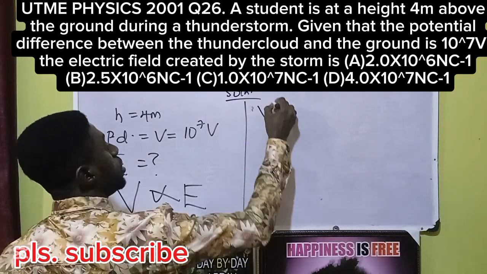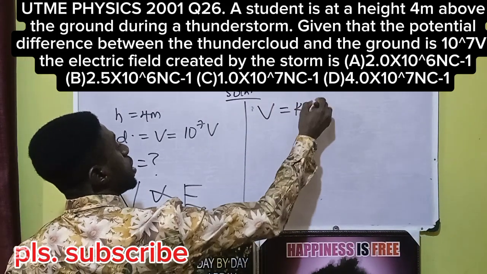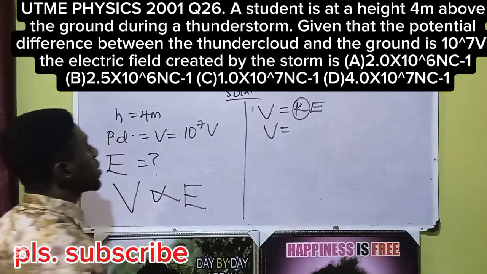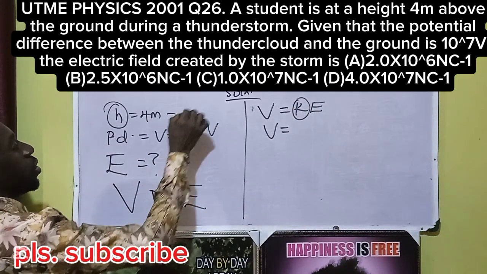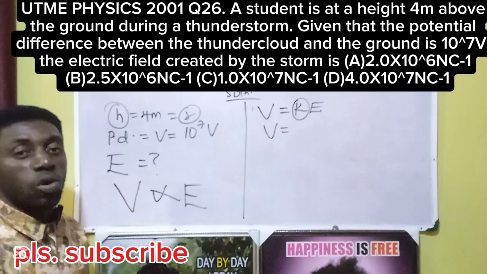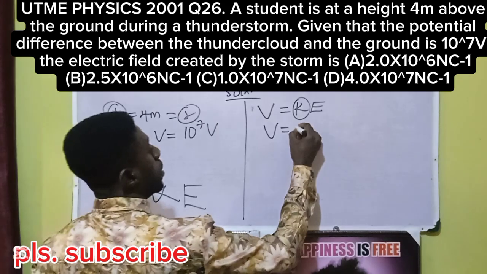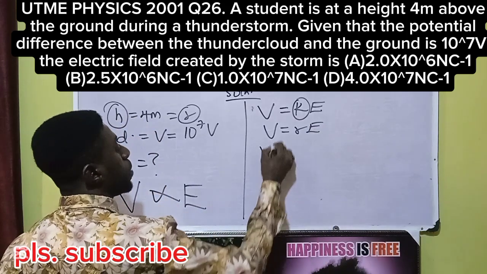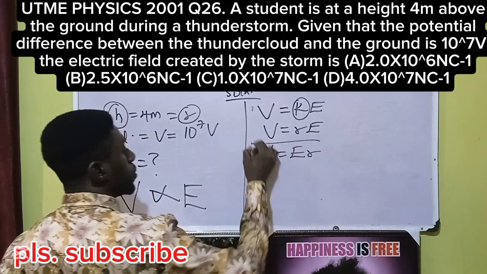Therefore, V is equal to KE. The constant K there is a height or radius. Let me use R here. To put this formula better, I'll be having V is equal to ER.